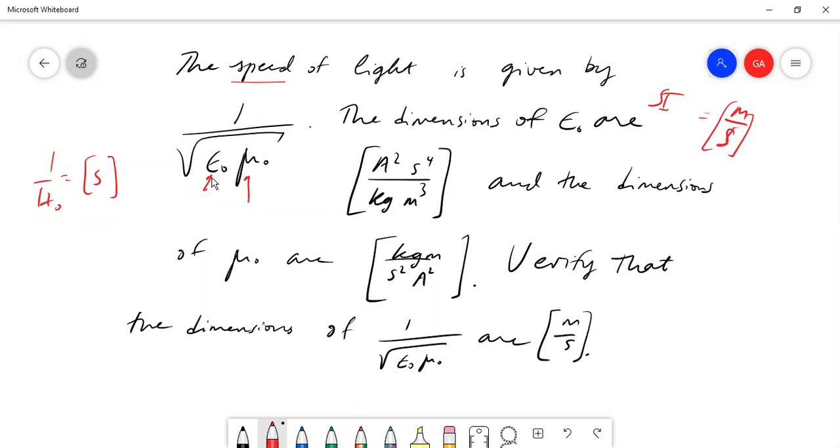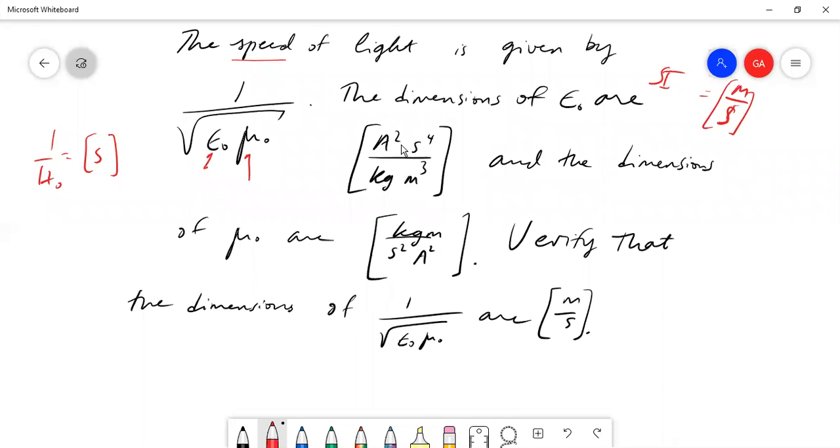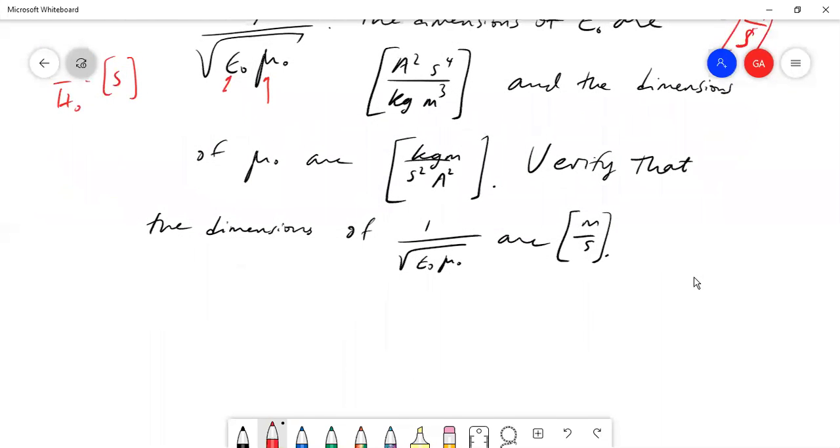And so I've said here, the dimensions of epsilon naught, the permittivity of free space, is this thing. You don't have to know what this is, but amps squared times seconds to the 4th over kilograms meters cubed. It looks horrible, right? And the dimensions of the permeability of free space is this horrible thing: kilograms times meters squared divided by seconds squared, amps squared. So they look horrible, but I want to verify that the dimensions of 1 over the square root of this times this gives you meters per second. Yeah? Seem doable? Yeah, you are getting a quiz. Okay. Okay, so let's do it.